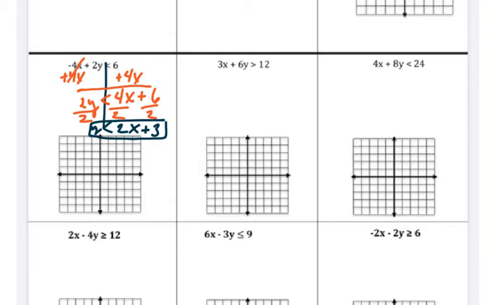Now that we have y by itself, we can graph our line. We begin with the number positive 3. The number in the back is called my y-intercept. My slope is 2, which is the same as 2 over 1. So positive goes up 2 to the right 1. Same thing the other way, down 2 over 1, down 2 over 1.